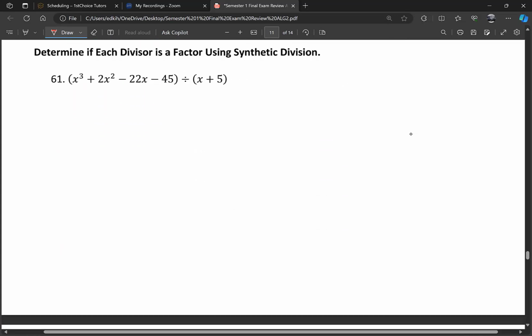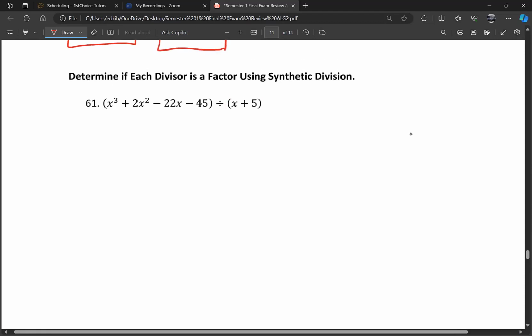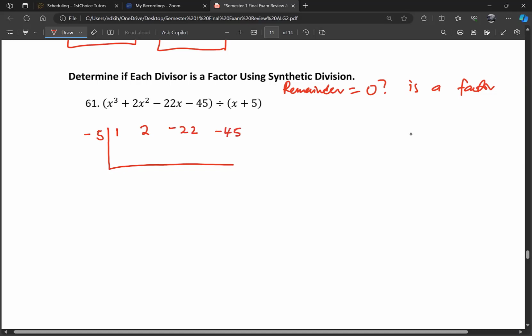Okay. Now here we are determining if its divisor is a factor using synthetic division. Here's how you know that something is a factor. If your remainder equals 0, then you know that that divisor is a factor. So let's set this up, synthetic division. Once again, remember, you got to solve for it. So it'll be -5. The coefficients are 1, 2, -22, -45. Always drop the first number down. So it goes down here.